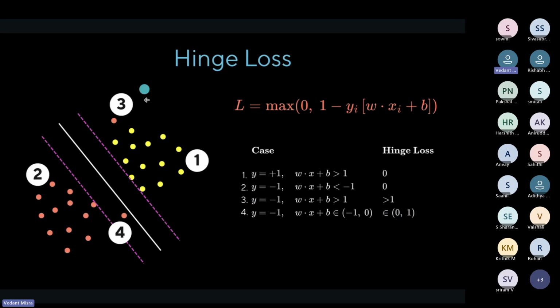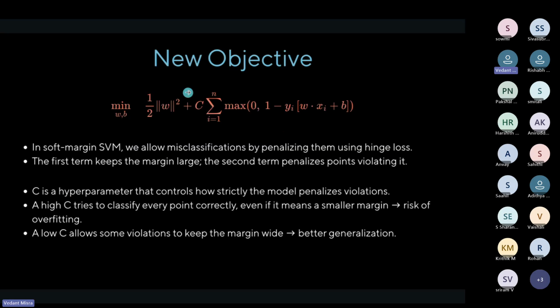As we said, for the third case, we want a high error. For the fourth case, we still want some error, but it can be small. So that's why it's between 0 and 1. It's pretty easy to verify this, so you can do that on your own. Now we've added this loss term to our overall loss function, and the goal will now be to minimize this loss as well.